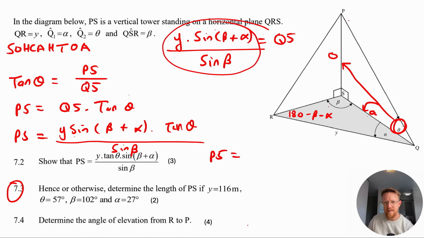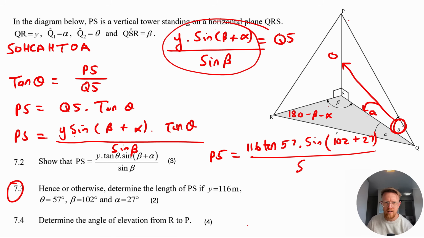So PS is going to be the y value, which is 116, times the tan of theta, which is 57, times the sin of beta, which is 102. This is literally like, can you use your calculator? Beta plus 27 over sin of 102. Okay, go ahead, type it all in. And we should get 141.92, and then I'll put that as meters.